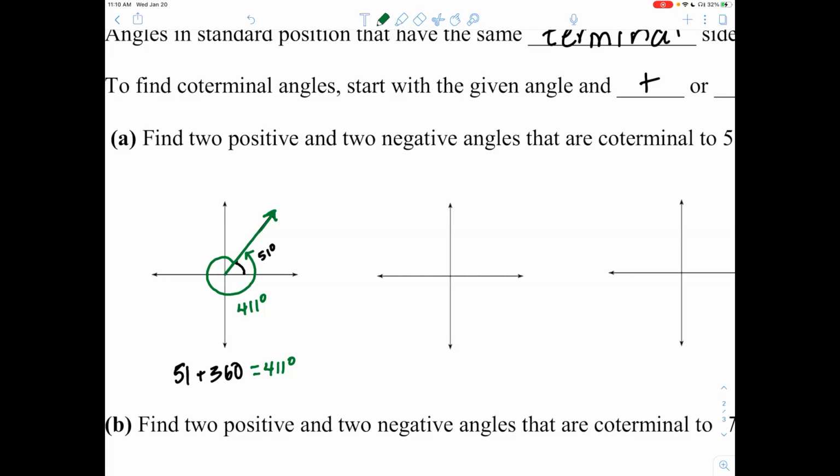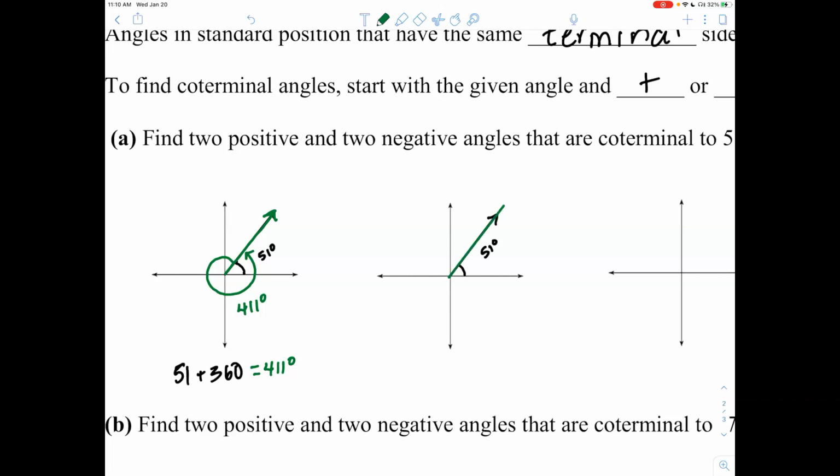Okay, so there's one. Now another one we could do. So we'll take our 51 degree angle here. So there it is, 51 degrees in green. And this time I want to find another measure that will end up in the same place, right?